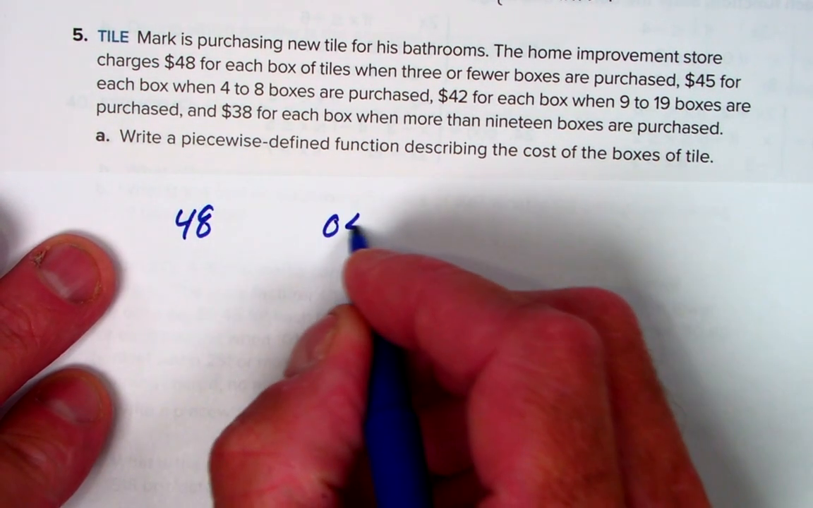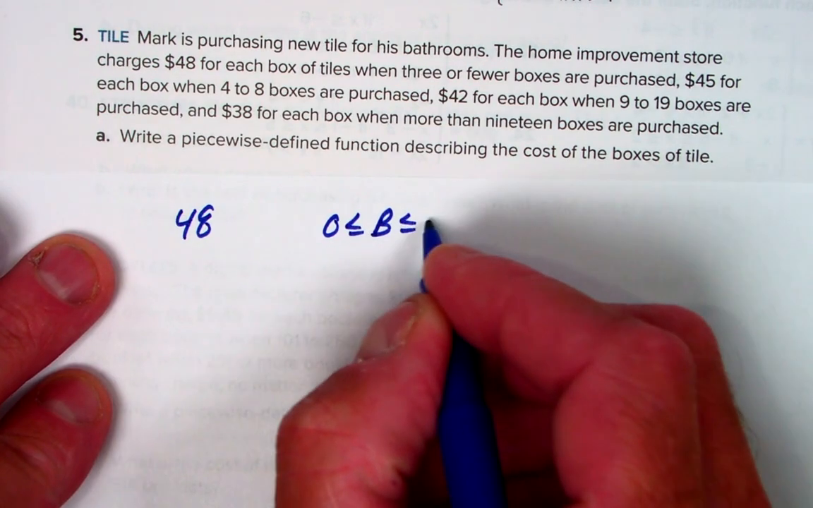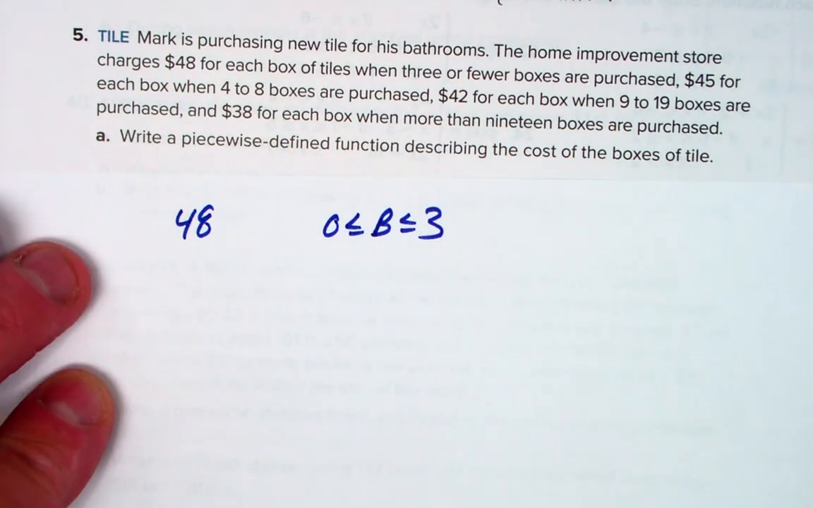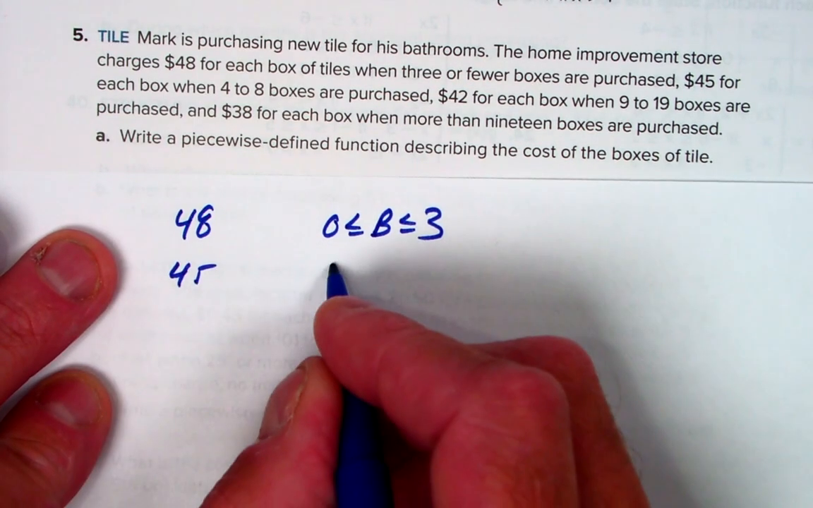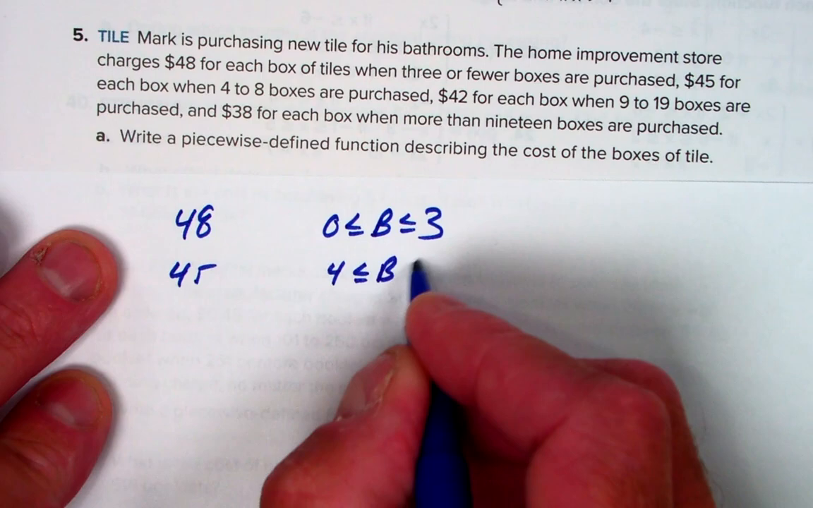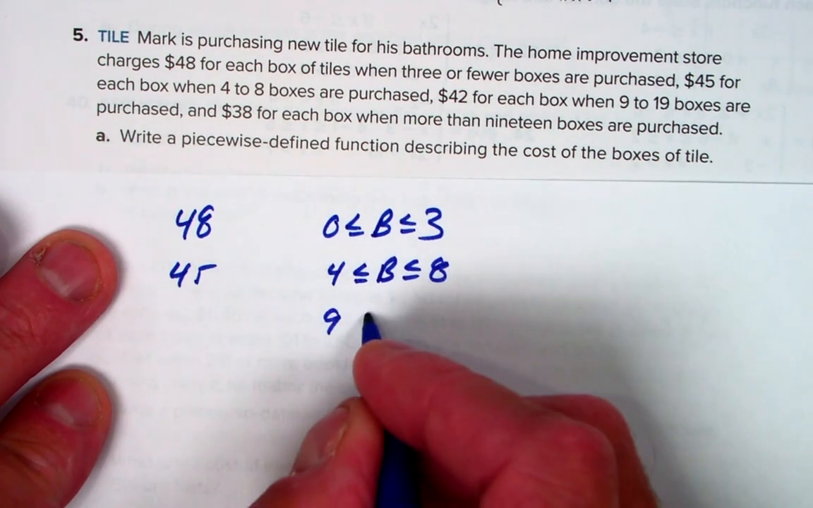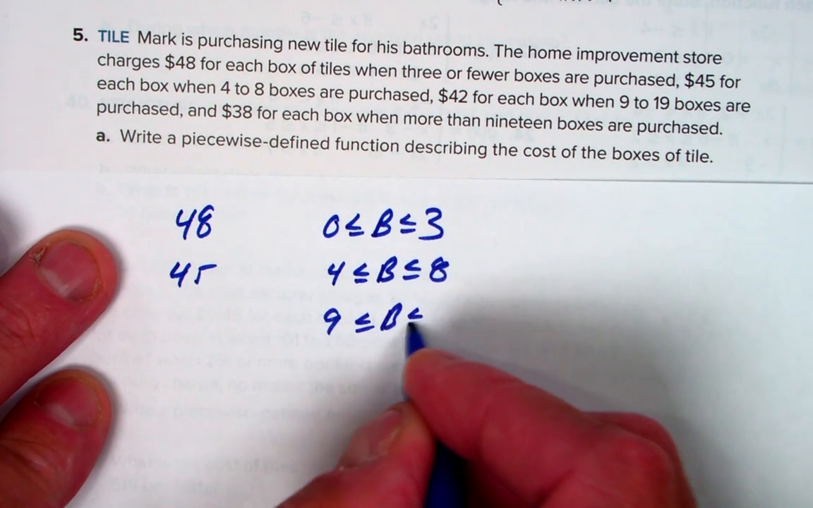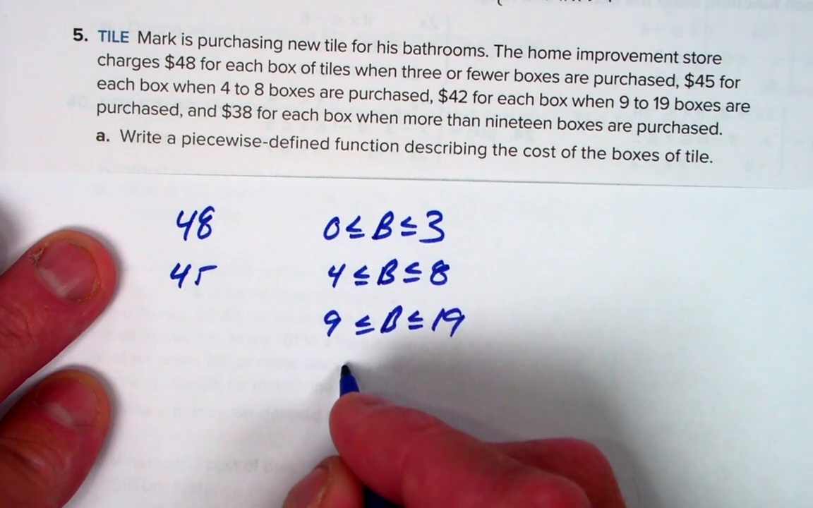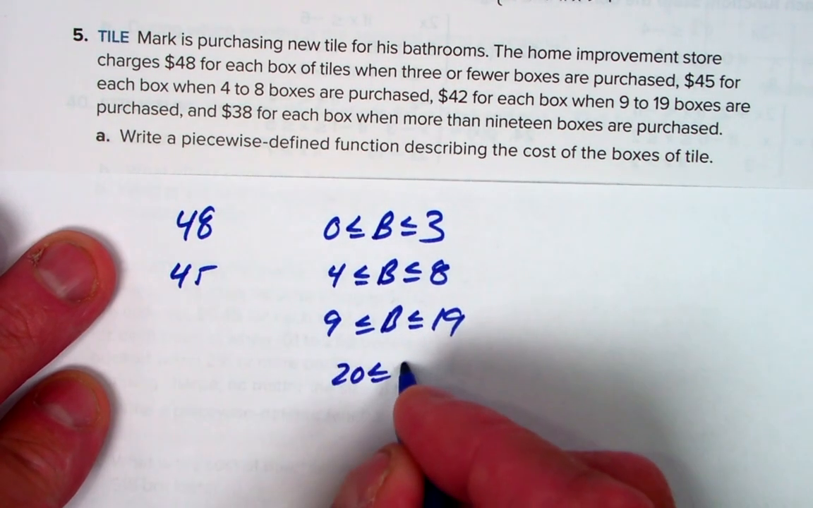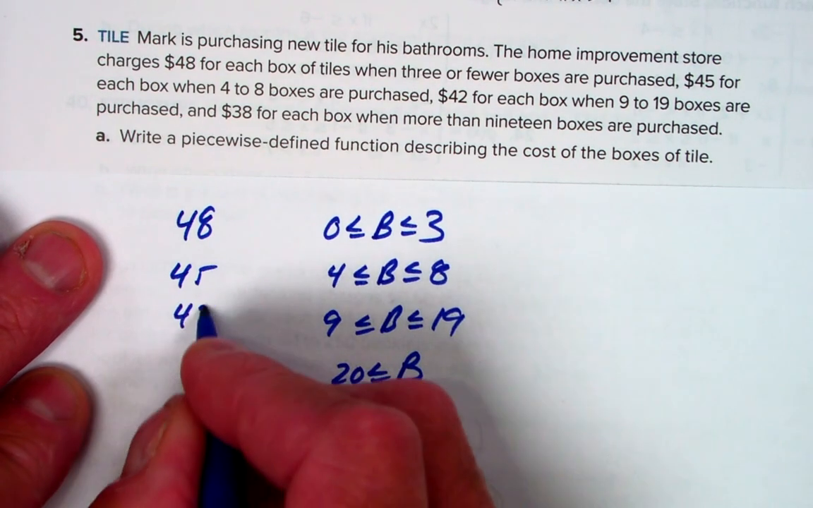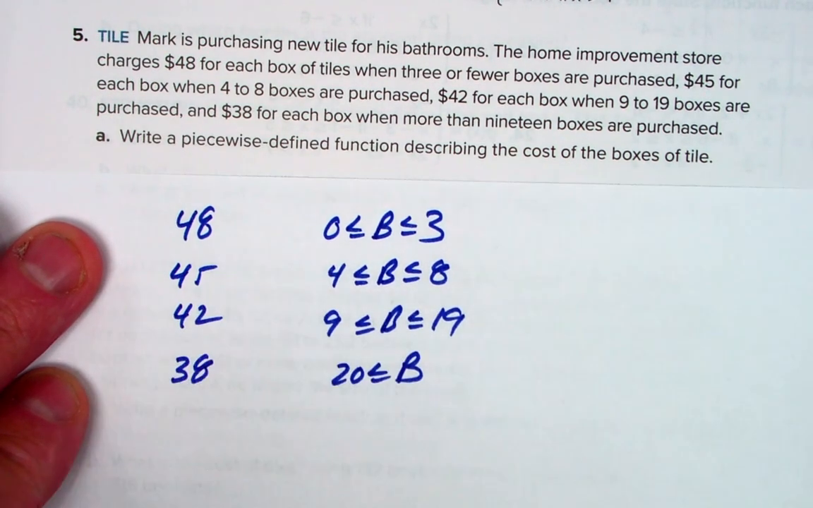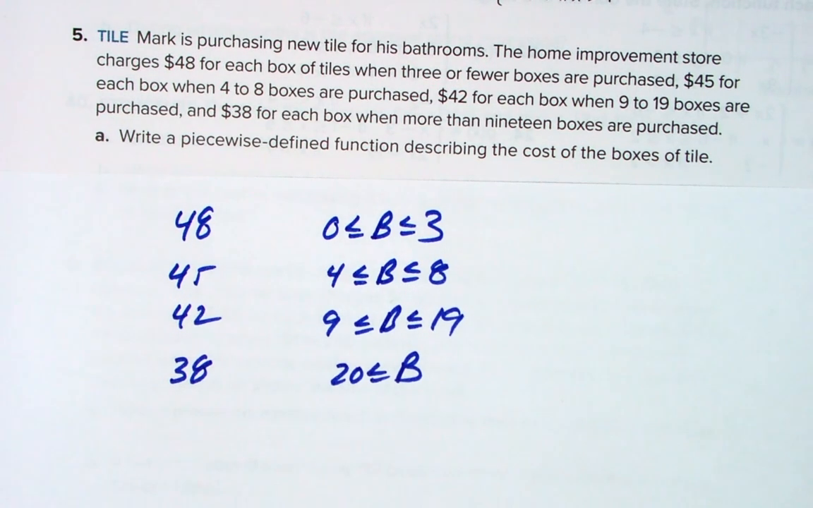If I'm doing from 0 to 3, then $45 from 4 to 8, 9 to 19, and then 20, $42, and $38. Okay? There's only one thing I need to add here.